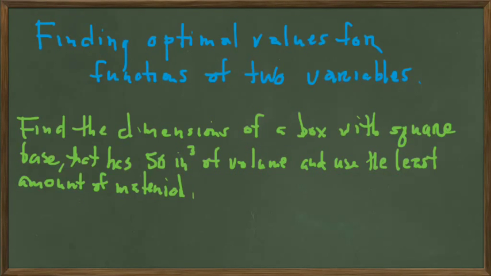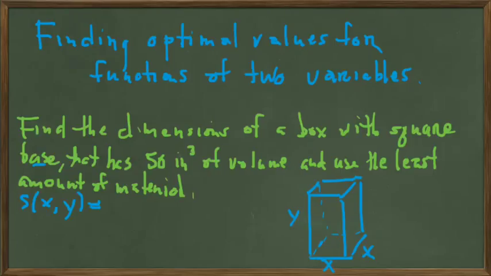So let's first draw a picture of this box, and then let's write an equation that shows what we're trying to minimize. We've drawn the picture of the box. It has a square base because we designated these two sides here as both x and the height as y. We're trying to find the surface area of this box, so let's write a formula for its surface area. We designate that as S of x, y, two variables.